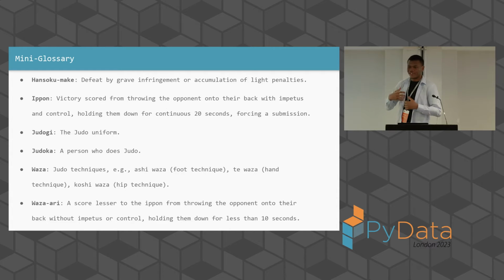The judo gi is the judo uniform, which is what I was wearing in the previous slide. The judoka is someone who does judo. Waza is just a generic term for judo techniques. So ashiwaza is a foot technique, for your sweeps. Tewaza, your hand technique, so you use your hands. Koshiwaza, where you use your hips. Waza-ari, in comparison to the Ippon, is a smaller score. Say you throw your opponent, but it's not with as much control as it would be in an Ippon, or you don't hold them down for long enough.